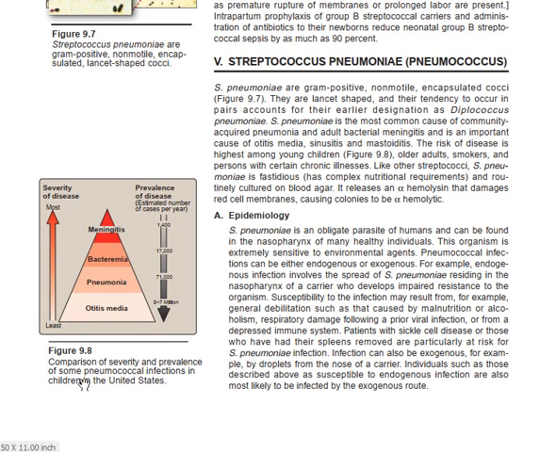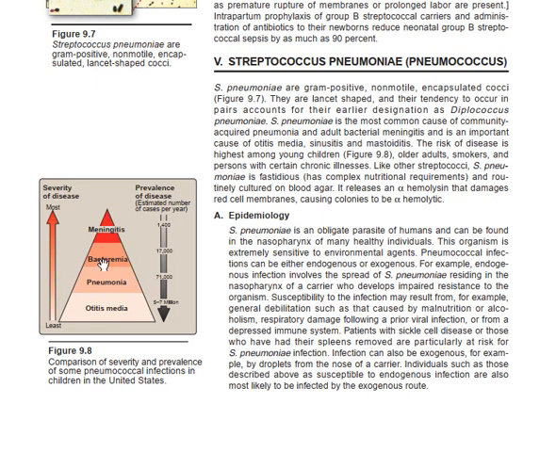Now this diagram shows a comparison of the severity and the prevalence of pneumococcal infection in children in the United States. You need to know that the least severe pneumococcal infection is otitis media. Is it clear? But the prevalence of otitis media is the highest. So anytime you think of an upper respiratory tract infection, when you have catarrh in a child or a child who is coughing, you must always examine the ear, because there is a high prevalence of otitis media caused by Streptococcus pneumoniae, but it is the least severe.